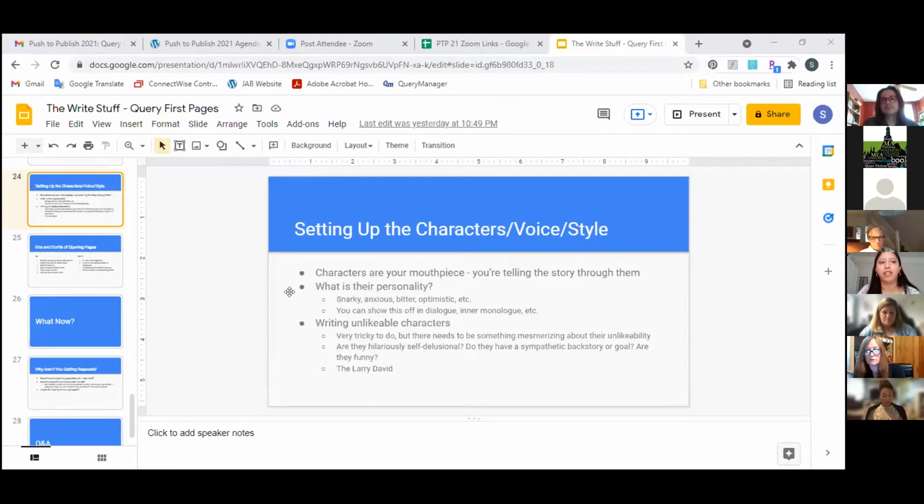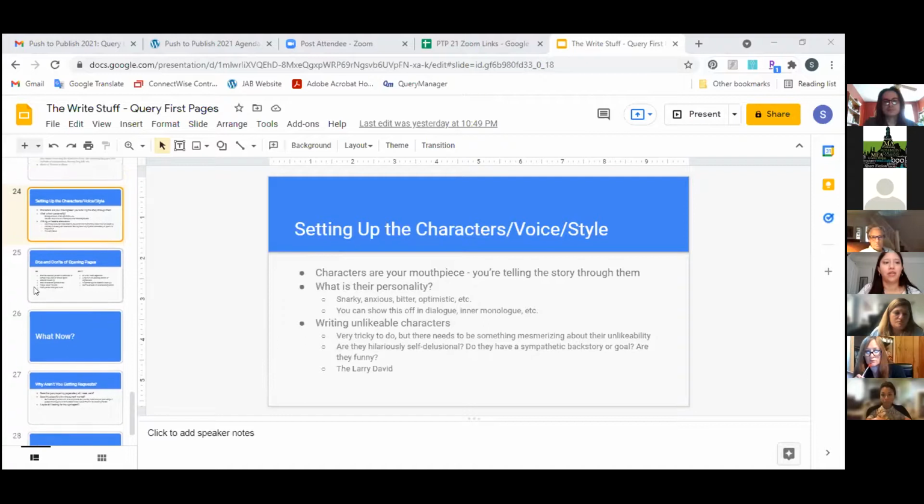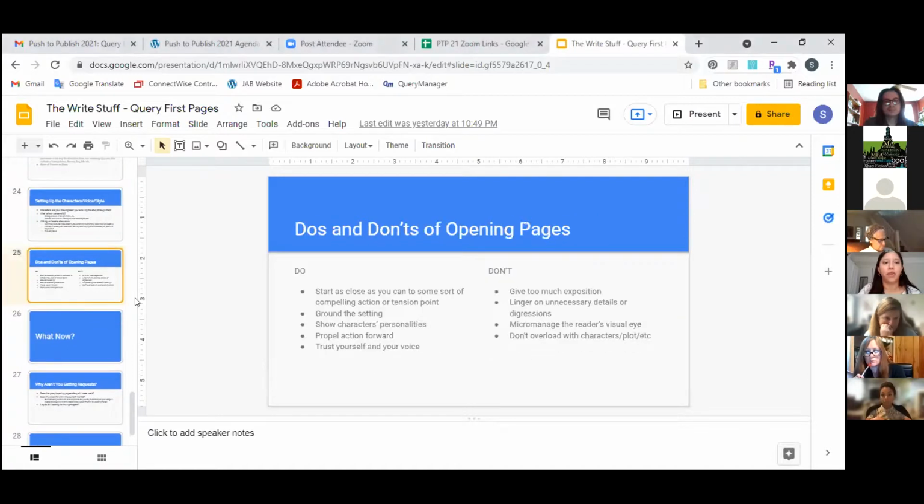So before we go on to the next slide, are there any other questions about this area, especially about unlikable characters? Okay. So we're going to go into the do's and don'ts for opening pages.